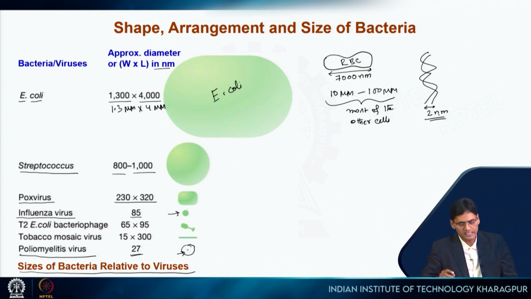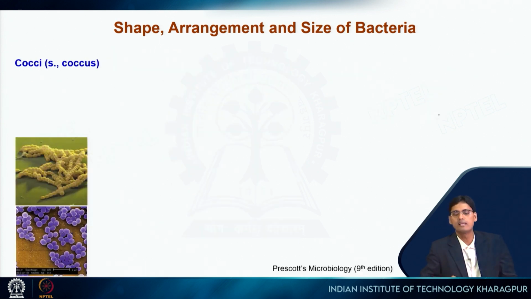Now, these small bacteria organize in different ways. Different types of organizations are also available. That is one thing. And the other thing, although they are small, they still have different types of shapes. So we are going to discuss in this slide about different types of shapes and organization of bacteria.